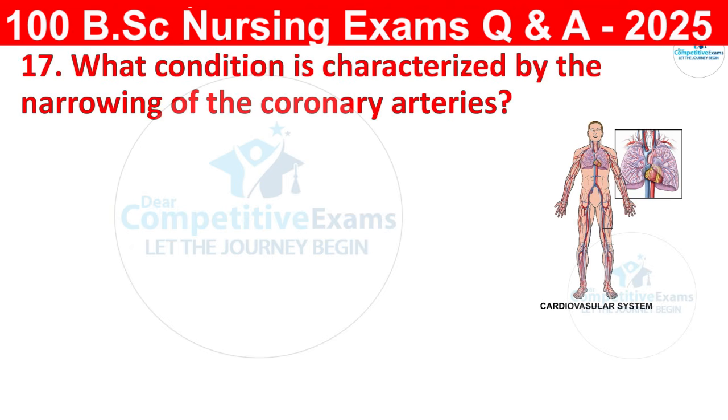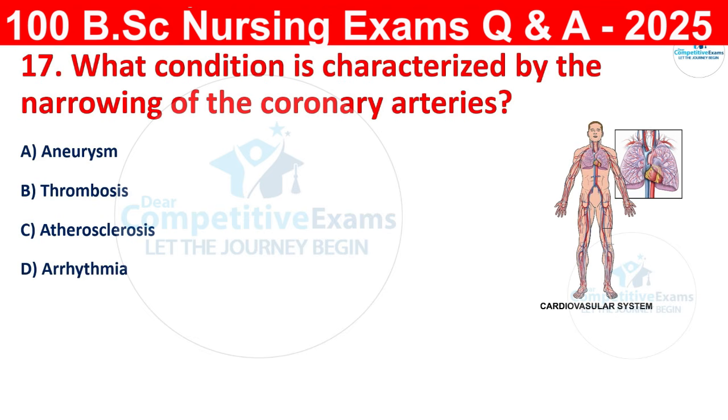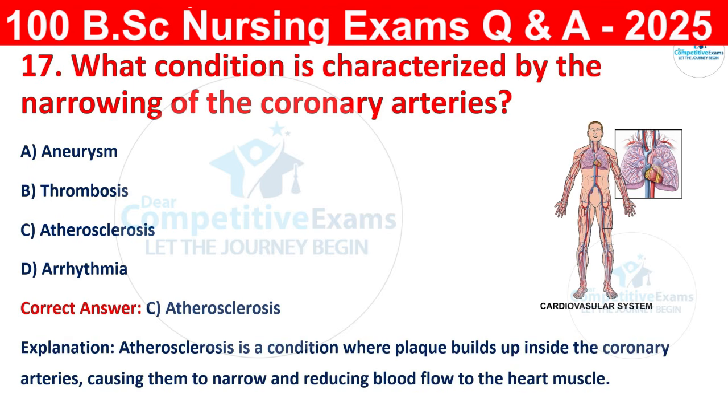Question number 17. What condition is characterized by the narrowing of the coronary arteries? The options are aneurysm, thrombosis, atherosclerosis, or arrhythmia. The correct answer is C, that is atherosclerosis. Atherosclerosis is a condition where plaque builds up inside the coronary arteries, causing them to narrow and reducing blood flow to the heart muscle.